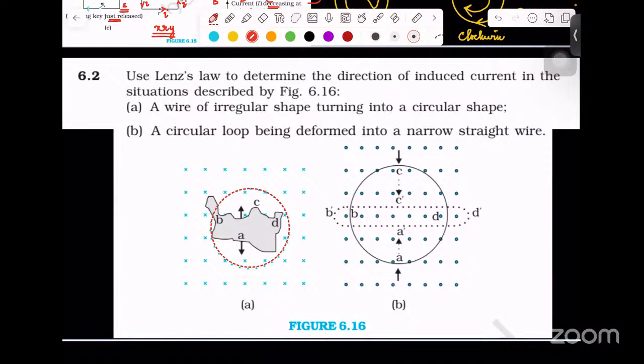So in this case, when the shape of the wire changes, the flux through the, see, in this case, this was the area which was exposed to the magnetic field, okay? But when it completely became circular like this, of course, this much amount of area is increased, which is being exposed to the magnetic field, okay? So this much amount of area is increased, okay?